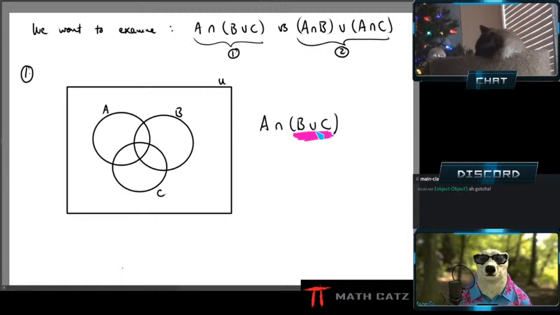But within this number 1, the brackets tell me to do this first, right? BEDMAS, brackets come first. I'm going to use colors. I'm going to use pink. Well, I know what the union does. So right now it's just B union C. Throw B and C together.